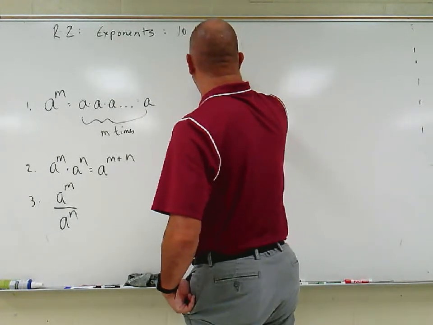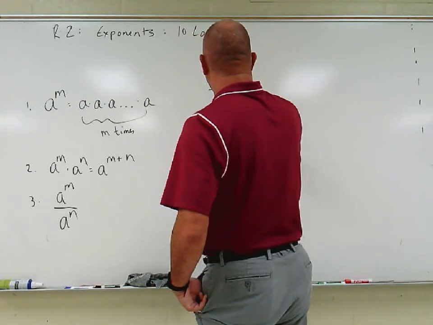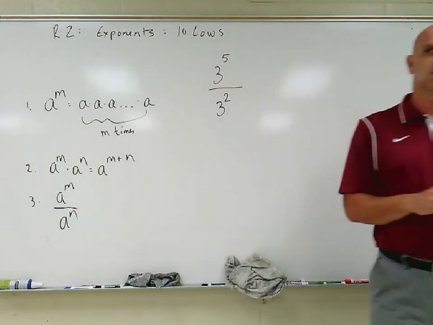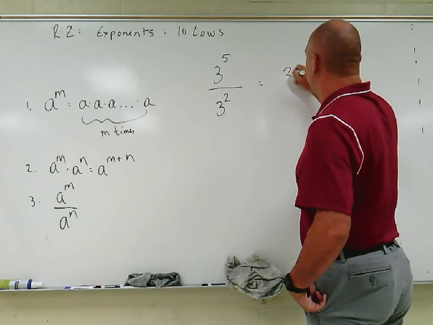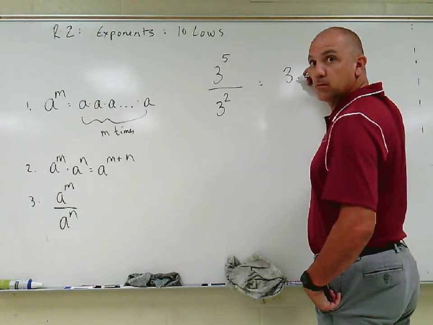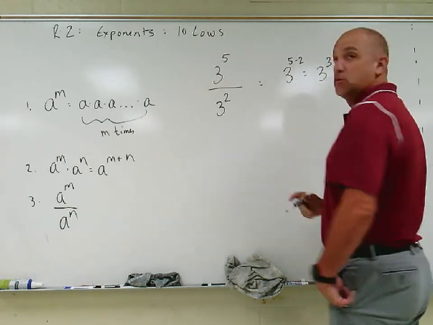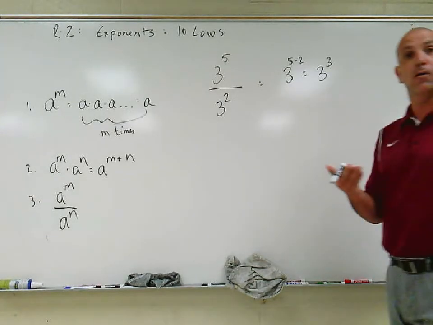So let's say we have 3 to the 5th over 3 squared, okay? You're saying that the answer should be 3 to what? To the 3rd. 5 minus 2, which is 3 cubed. That should be the answer, okay? We could do 3 cubed in our head. 3 times 3 times 3 is what? 27, very good. But let's look at why it's takeaway.